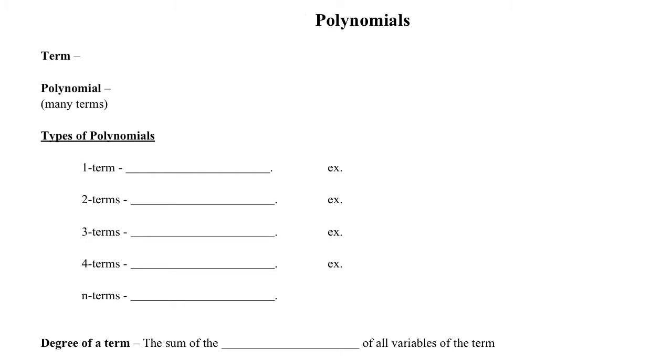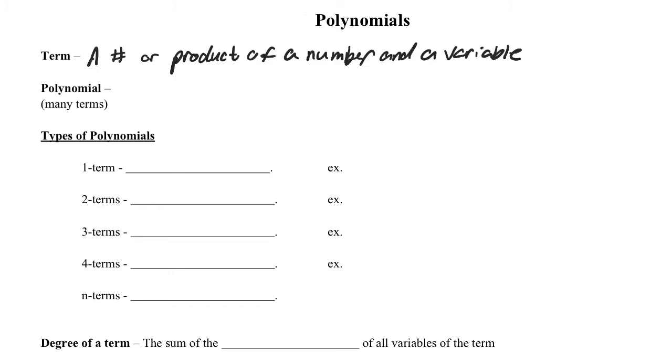We're going to start taking a look at polynomials. You guys have been using polynomials, but we just haven't named them. So first thing we got to talk about is what is a term? A term is simply a number or a product of a number and a variable.